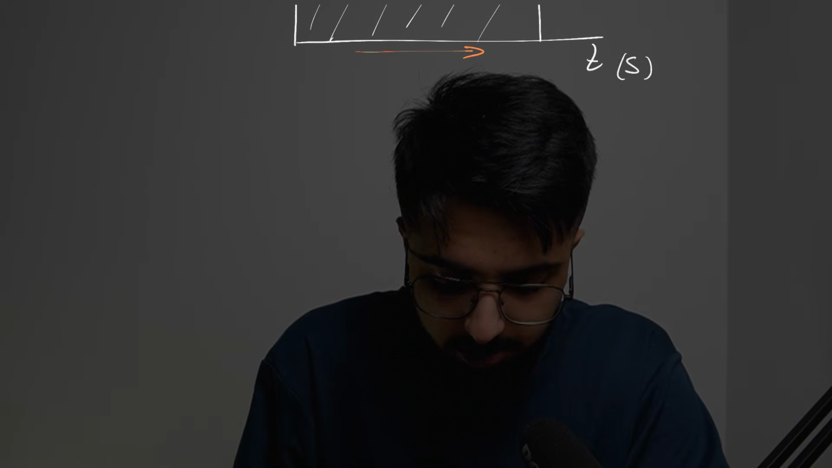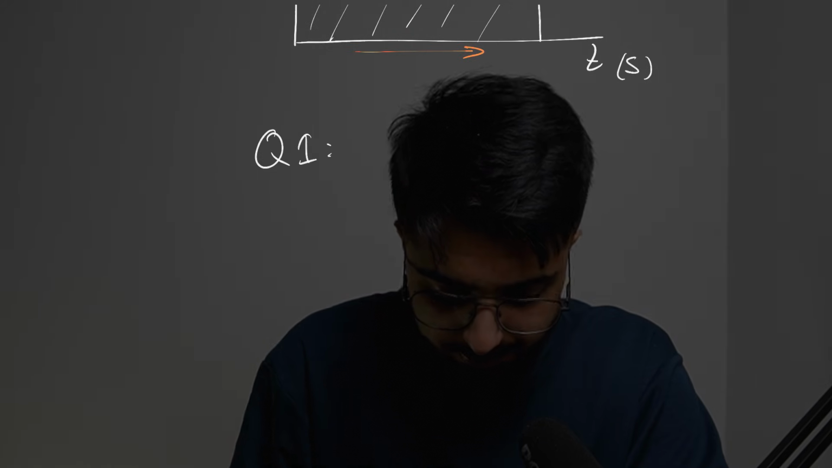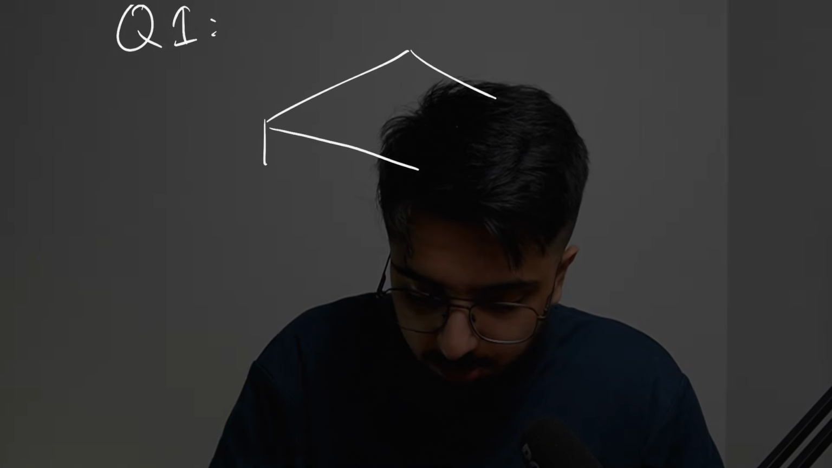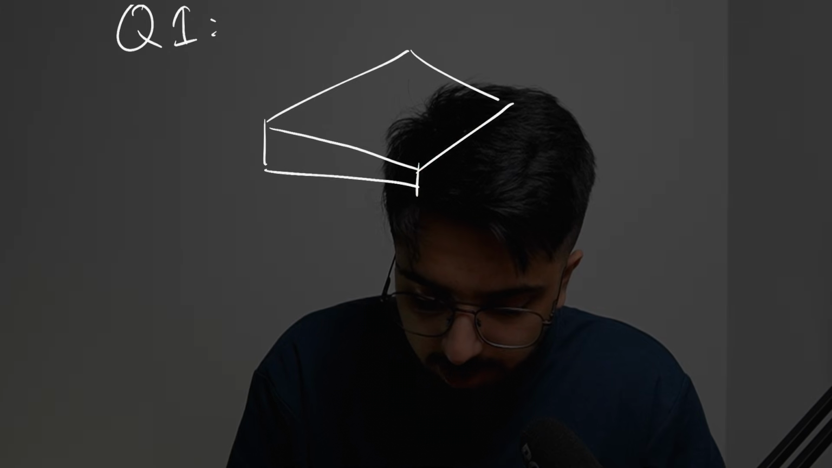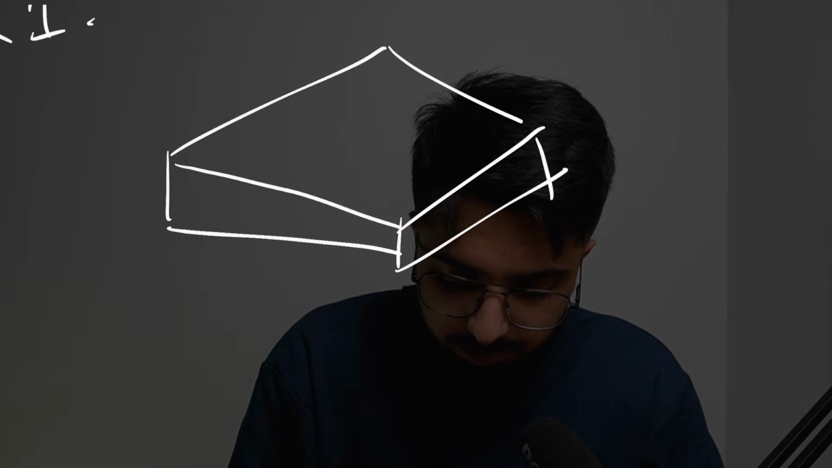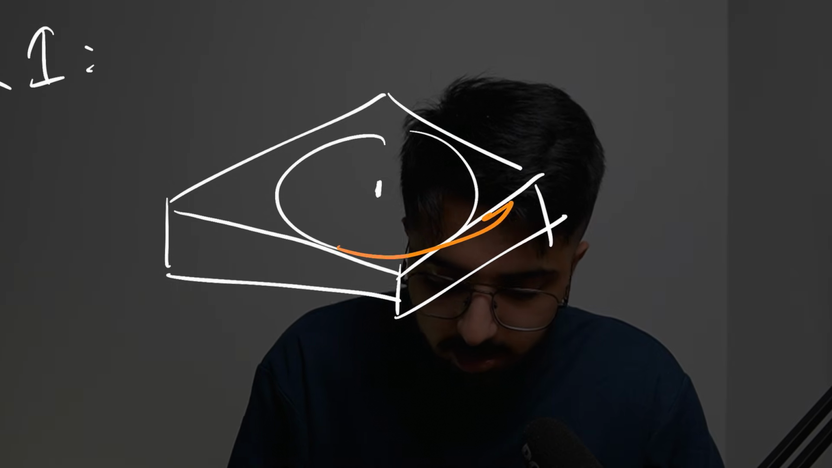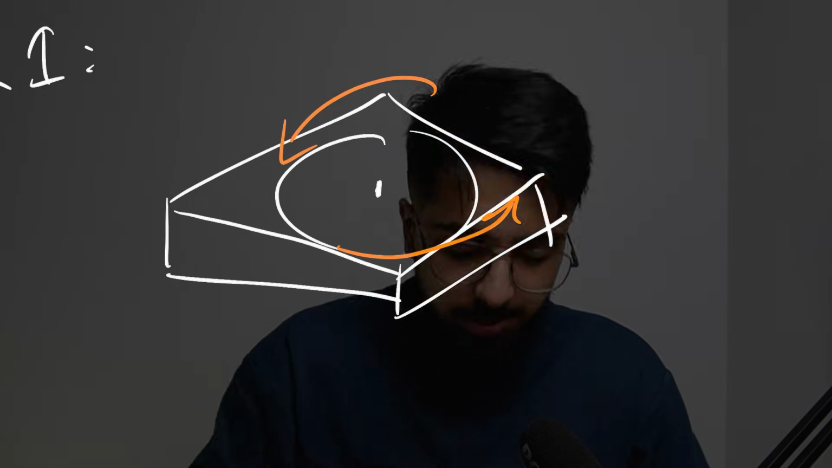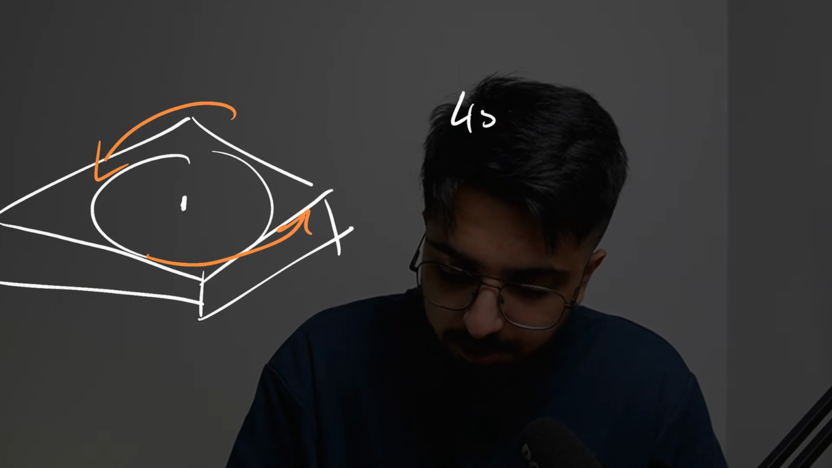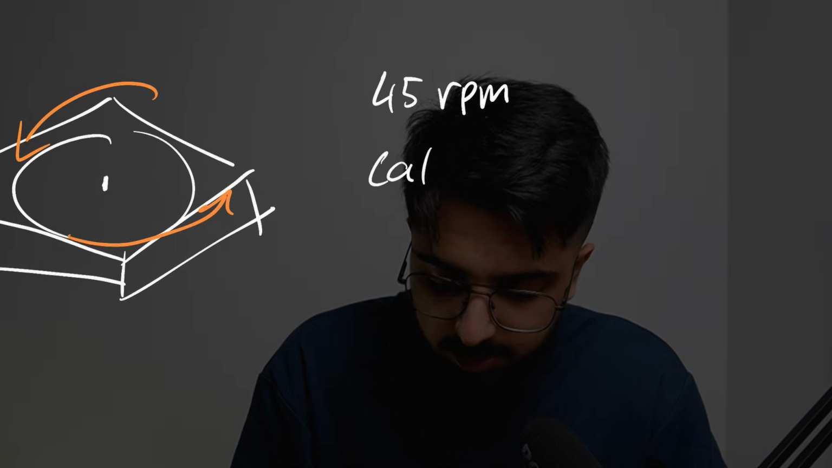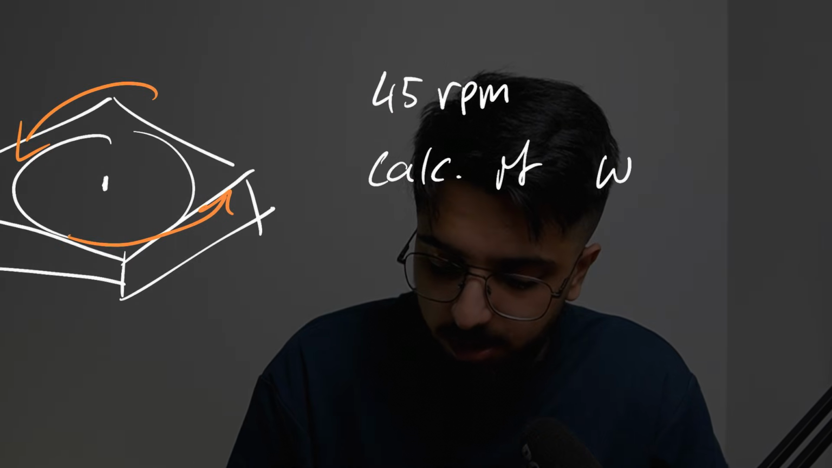So let's start off with question 1. For this question, we have a record player, those old school players with that music disc. This music disc is rotating in a circle at 45 revolutions per minute, 45 RPM. And from here, we want to calculate its angular velocity.